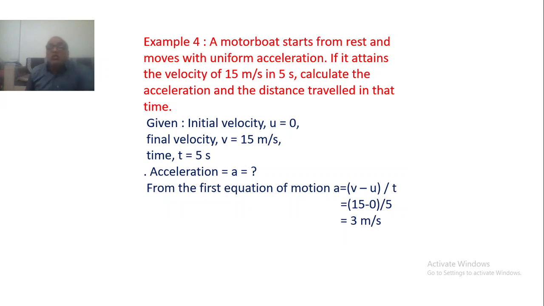Fourth example, a motorboat starts from rest and moves with uniform acceleration. If it attains a velocity of 15 meter per second in 5 seconds, calculate the acceleration and distance traveled in that time. What is the initial velocity of the motorboat? 0. u is equal to 0. Final velocity 15 meter per second. Time taken t is equal to 5 seconds. Acceleration is equal to change in velocity upon time, that is final velocity minus initial velocity upon t. v minus u upon t, 15 minus 0 upon 5, that is 3 meter per second square.